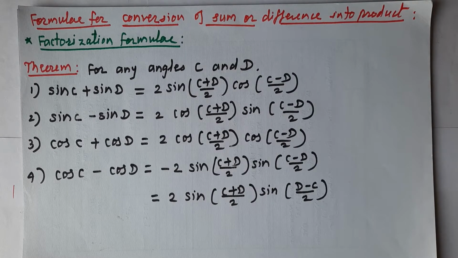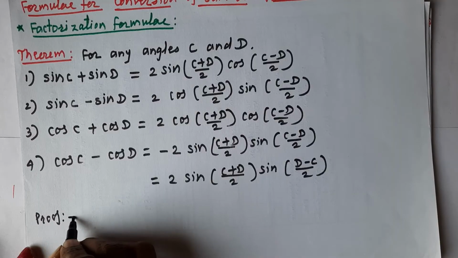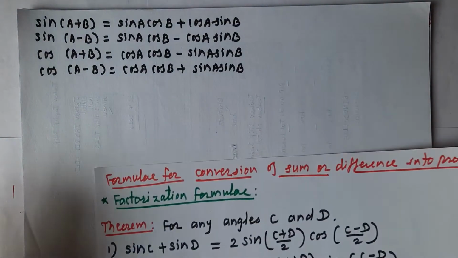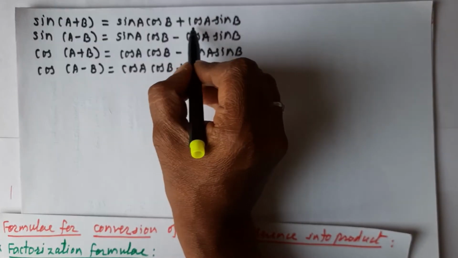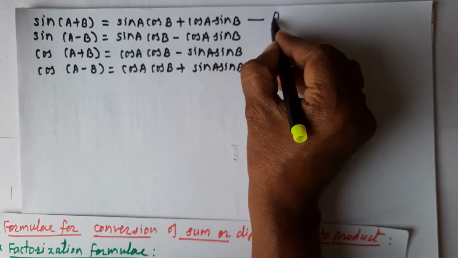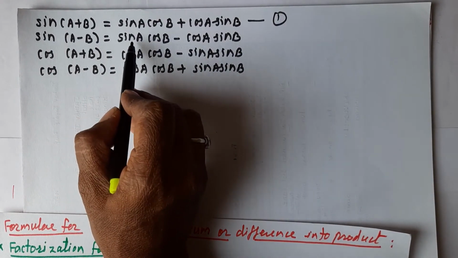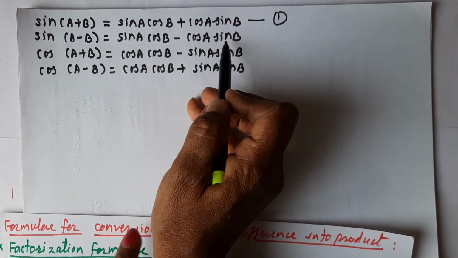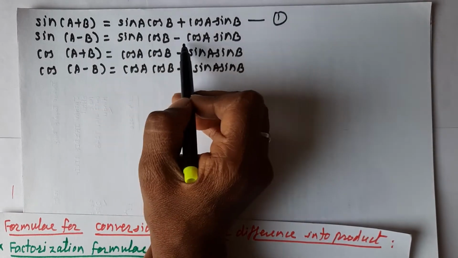For the proof of these formulae, we must know the allied angle formulae of cos (a plus b), (a minus b), and sin (a plus b), (a minus b). In the proof, you write down: allied angle formula for sin (a plus b) is sin a cos b plus cos a sin b. Treat this as 1. Then second formula, sin (a minus b), is simply sin a cos b minus cos a sin b. Same formula, if there is plus sign, you write plus here; if there is minus, minus.